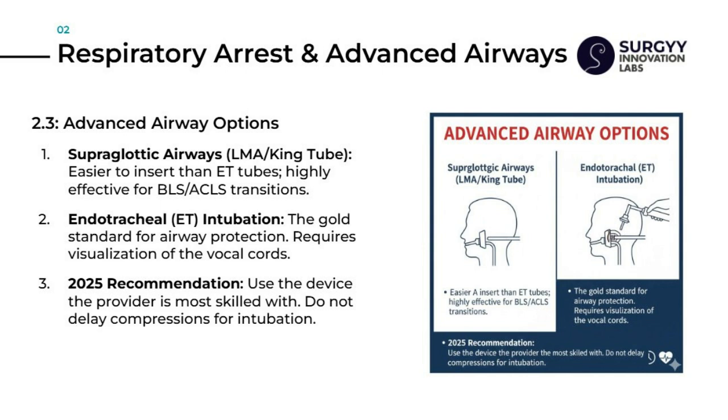Advanced airway options provide more definitive control during a code. Supraglottic airways, such as the LMA or King tube, are often easier to insert than ET tubes and are highly effective for transitions between BLS and ACLS. Endotracheal intubation remains the gold standard for airway protection, though it requires direct visualization of the vocal cords for placement. The 2025 recommendation emphasizes clinical flexibility, advising providers to use the device they are most skilled with. Most importantly, you must not delay chest compressions for the sake of attempting intubation.